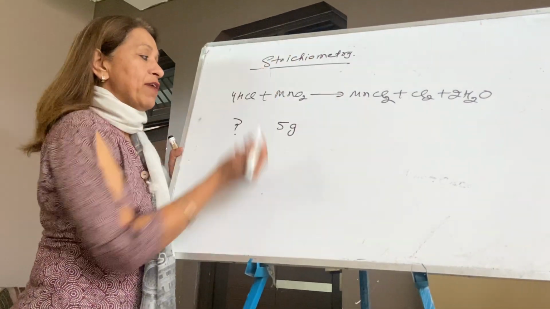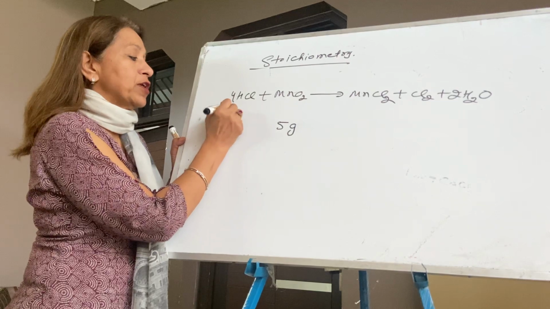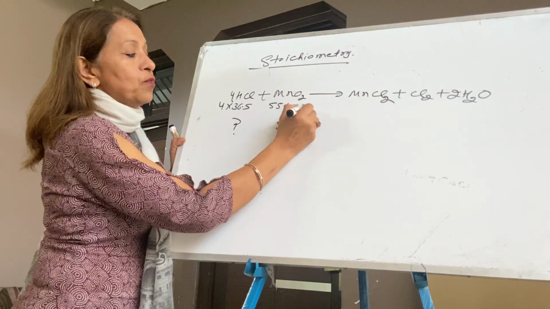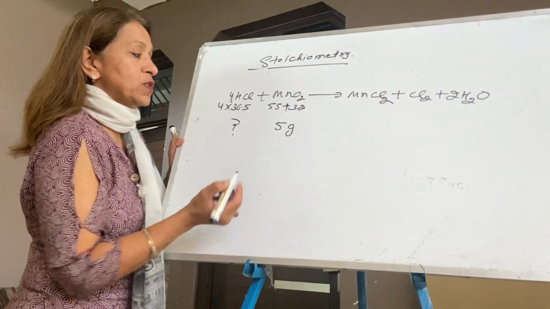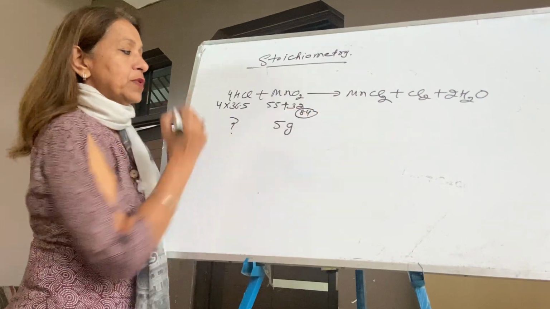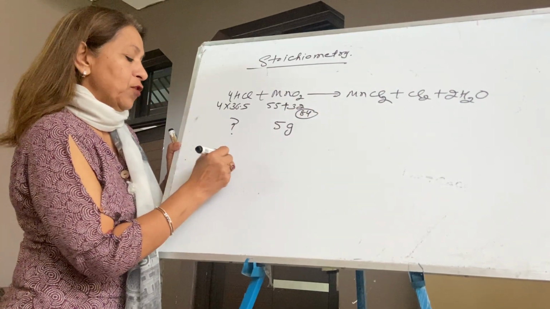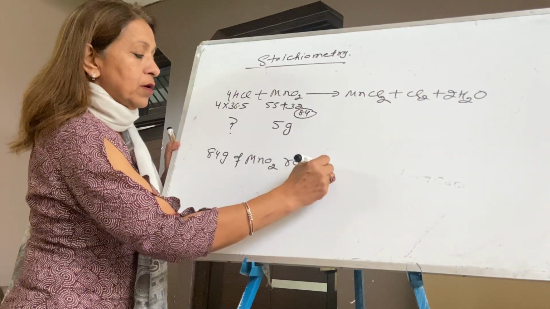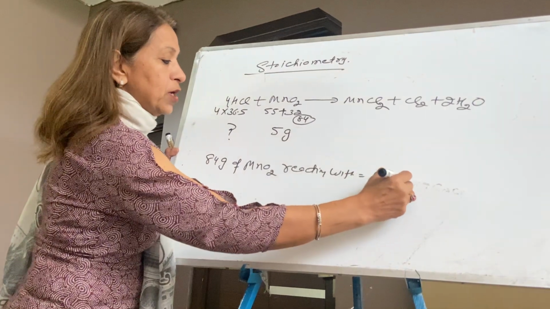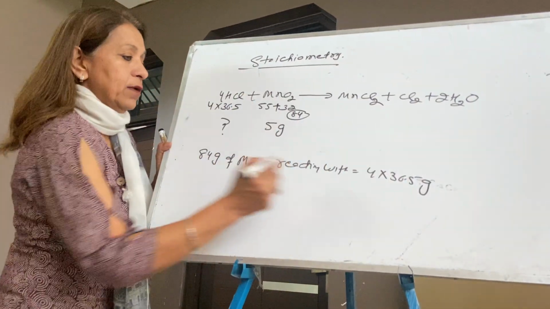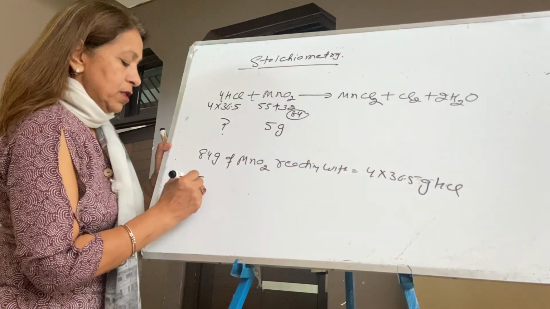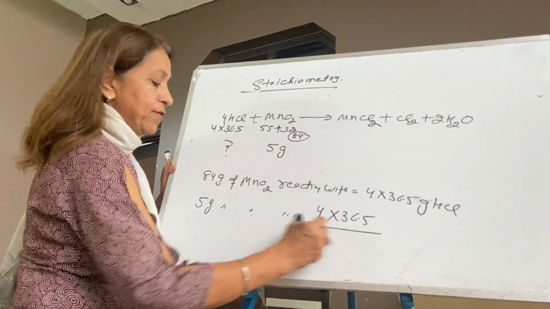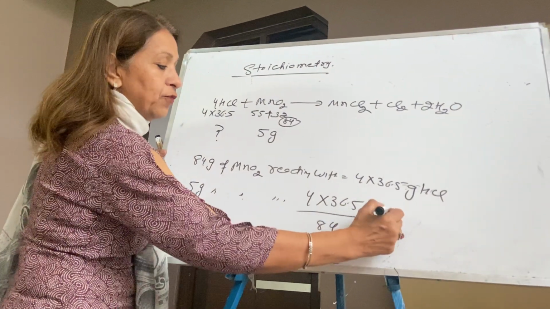This is again the same topic, a very simple numerical. Now write your actual weight, 4 into 36.5. For MnO2 it is 55 plus 32, 55 is of manganese and 32 is of oxygen. That comes to 84. Now apply the unitary method. 84 gram of MnO2 reacts with 4 into 36.5 gram HCl. Then 5 gram of MnO2 will react with 4 into 36.5 divided by 84 into 5.